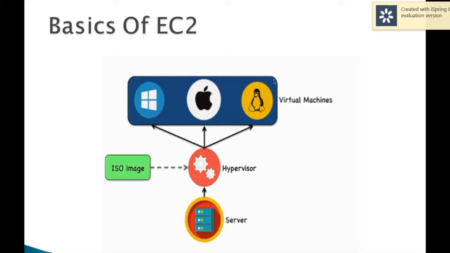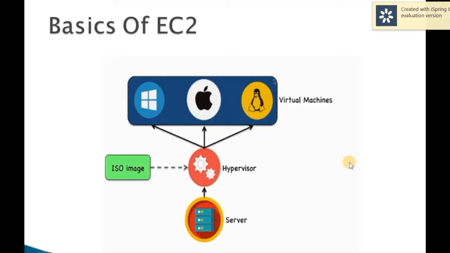We provide Zen hypervisor in this. An ISO image should be given as input to the hypervisor. The hypervisor, by using this ISO image, will launch the virtual machines. A virtual machine is an emulation of a computer system having OS, RAM, CPU or compute capacity. It provides exactly the same functionality as that of an actual computer system.